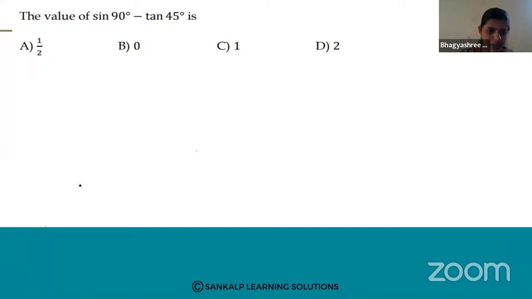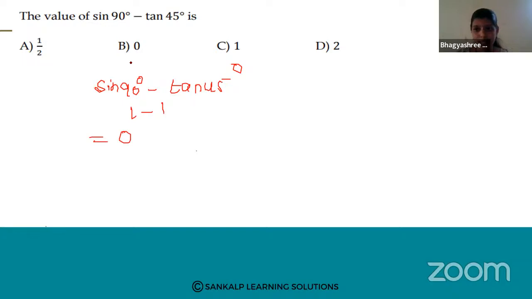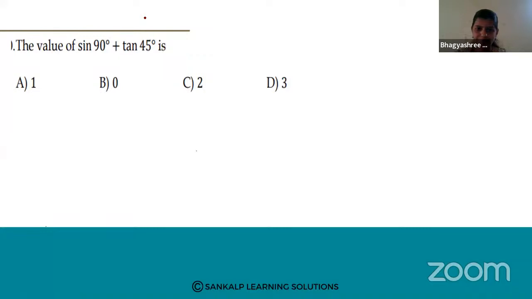Yes, sine 90 degree value is 1. Sine 90 degree minus tan 45 degree. Sine 90 degree is 1, tan 45 degree is 1. Therefore, 1 minus 1, it is 0. Is it there in the option? Yes, option B is right. Okay, next.